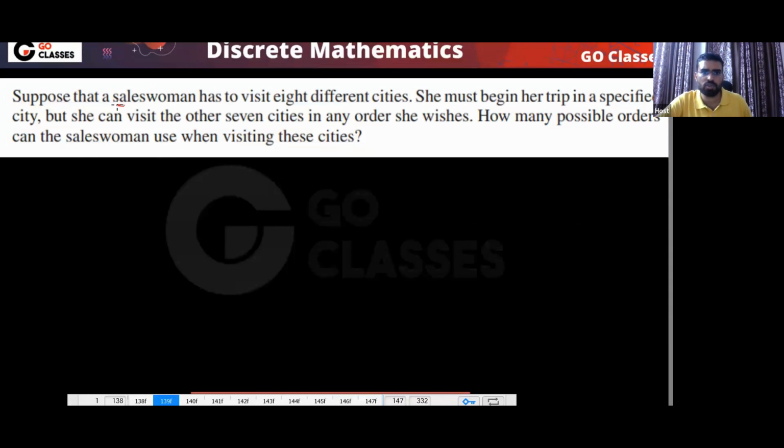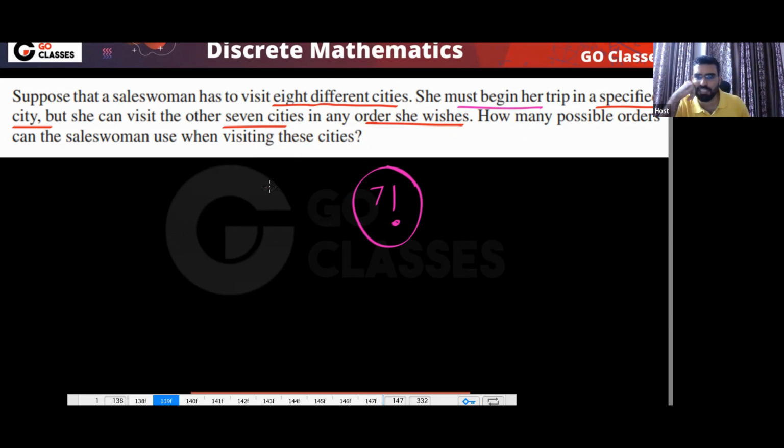And this is your saleswoman. She has to visit 8 different cities. She must begin her trip in a specified city, but she can visit the other 7 cities in any order she wants. So how many possibilities? The answer will be 7 factorial, because the first city is already decided by her. The remaining 7 cities she can visit in 7 factorial ways.